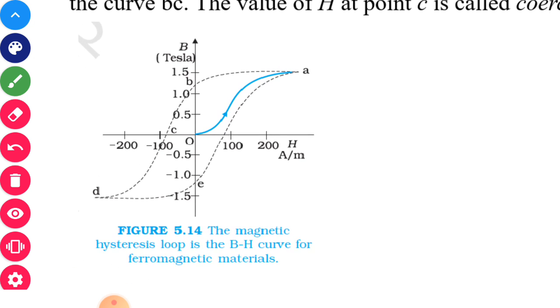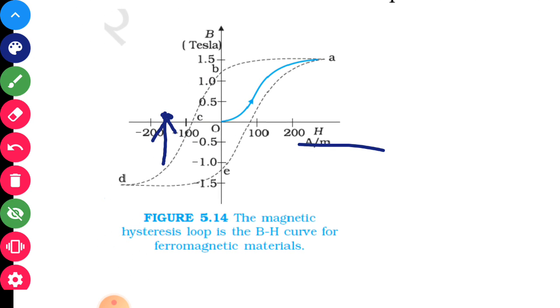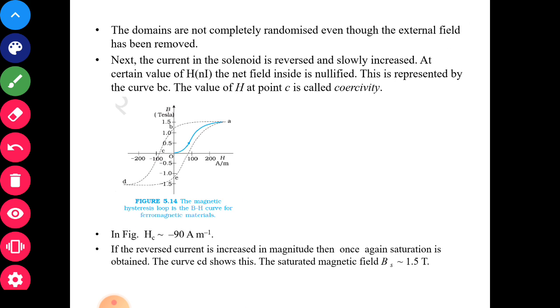You can see here, again the figure is kept for you. At this point the magnetic field becomes 0, B becomes 0. So the value of the current at which the magnetic field becomes 0 is known as the coercivity. In the figure this is HC, the value of H when the magnetic field becomes 0, which is around 90 ampere per meter.